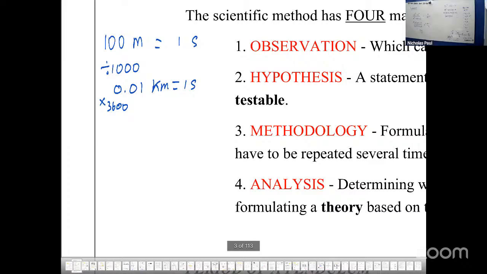So we'll get 1, 2, and then you multiply it, so you'll get 360. 360 kilometers in an hour. So it's the other way around: divide by 1,000 and multiply by 3,600.